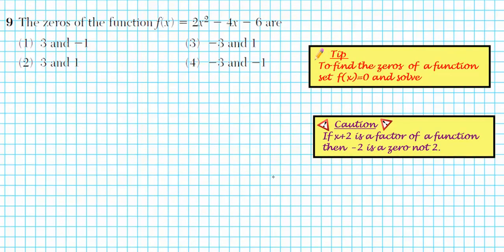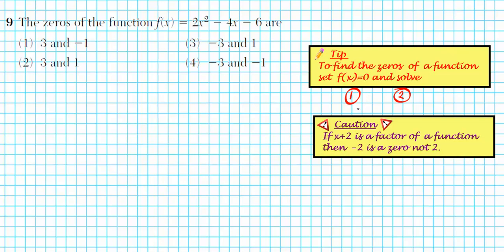All right, let's take a look at question number 9. It says the zeros of the function f of x equals 2x squared minus 4x minus 6 are. Now, one tip is that if you are asked to find the zeros of a function, all you simply do is set the function equal to 0 and solve. Okay, those are the two parts of finding the zeros of a quadratic function.